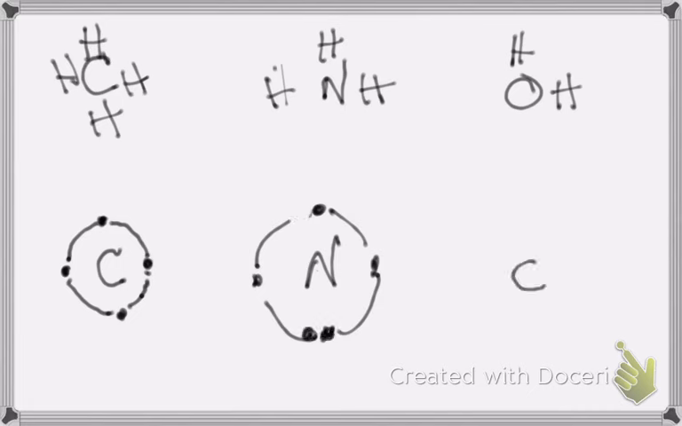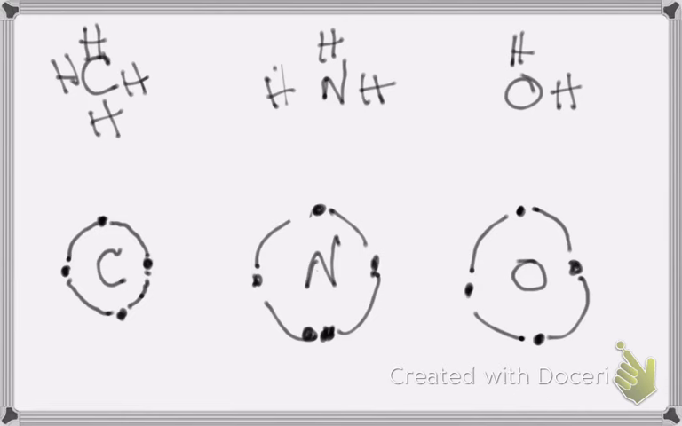And what about for oxygen? How many valence electrons does oxygen have? What column is it in? On the periodic table, what's the column of oxygen? 6.